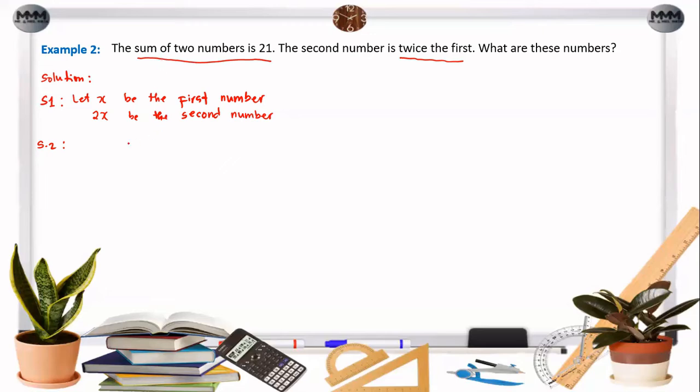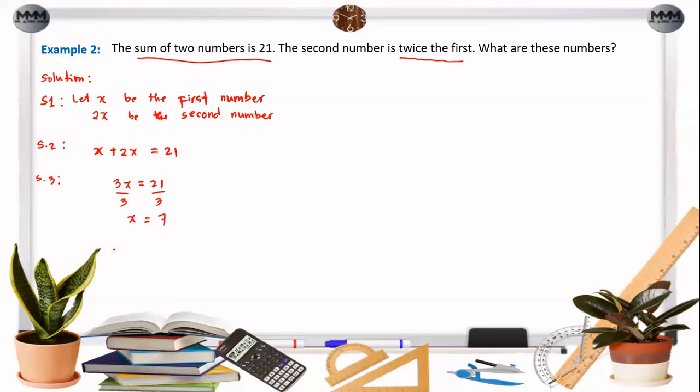So here, we are going to add the two numbers. So we have x plus 2x is equal to 21. This is to translate this phrase, sum of two numbers is 21. So we have this one. And then for step number 3, we are going to solve the translated equation. So we have here, we add, this is 3x, which is equal to 21. Divide both sides by 3. So we have x equals 7.